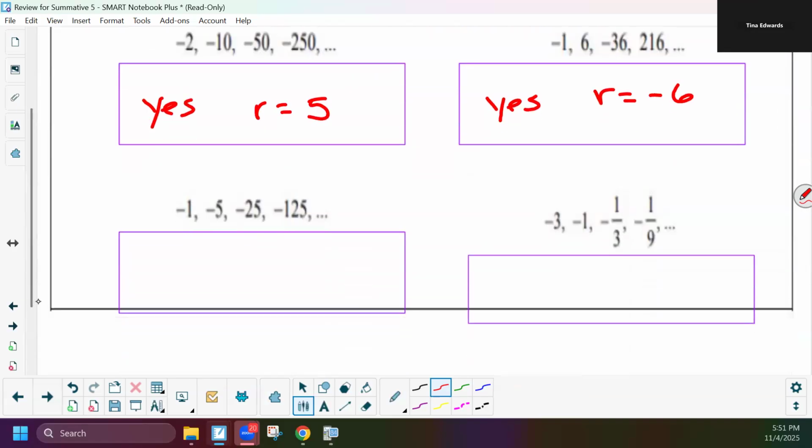This one here is also geometric, and the R value is +5. The last one's also geometric. They're all geometric on this page. This one, if you divide them out, do the second divided by the first and so on, you get an R value of 1/3.